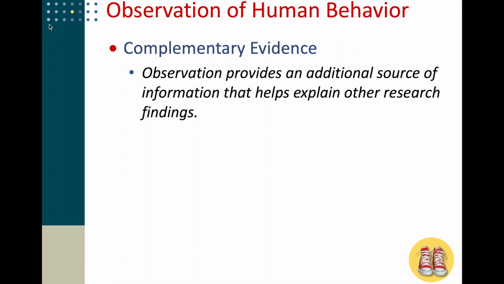Now, when it comes to observing human behavior, you have complementary evidence. And this is observation provides an additional source of information that helps explain other research findings. For instance, B.F. Skinner, when he was doing some of his behavioral research, he was observing animals in the way that they behaved. And he used Pavlov also. So Pavlov had the dogs that salivated when they were given meat. So you have complementary evidence, and both studies complemented each other.